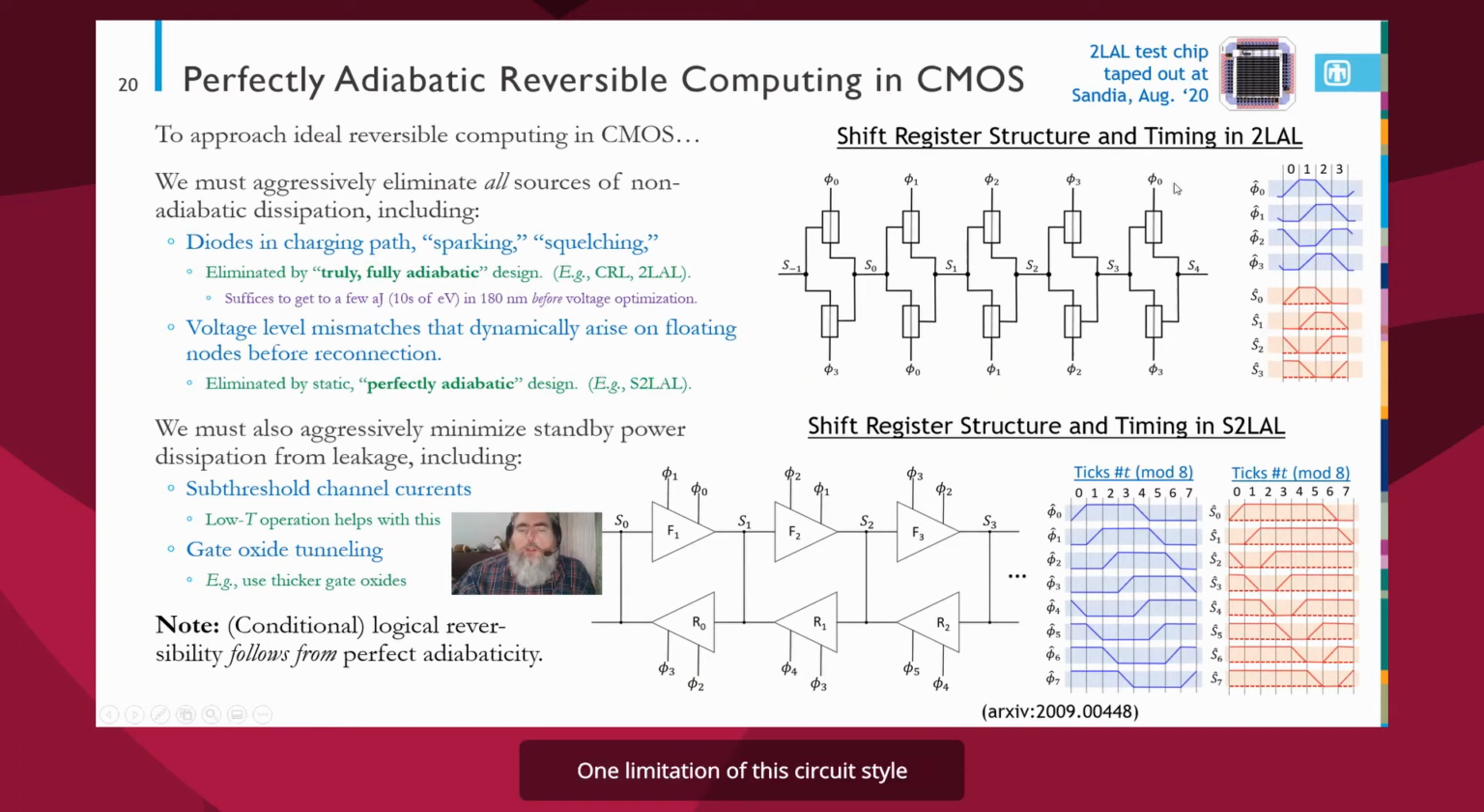One limitation of this circuit style is it's a dynamic logic, so some of the circuit nodes are floating, not connected to any supplies for part of the clock cycle, and that leads to some potential problems with voltage level drift and sag, and can lead to additional dissipation. And since we're really trying to aggressively minimize dissipation, we just recently invented this newer circuit style, which I call S2LAL, for static two-level adiabatic logic. The clock period here is twice as long as 2LAL, and you need twice as many clocks.